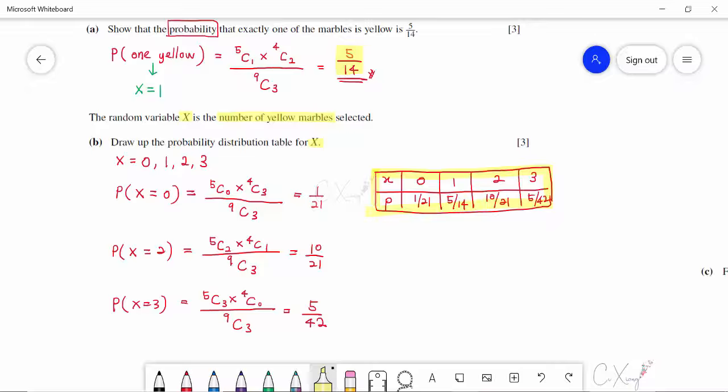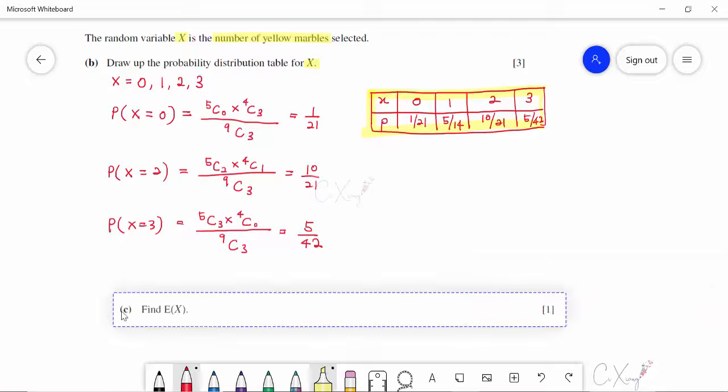To double check your final answer, you can add up all the probabilities together and see whether it equals 1 or not. If it equals 1, that means your answer very likely is correct. But if the sum is not equal to 1, that means your answer is definitely wrong, something is wrong. This is a small step for us to double check our probabilities. So this is what we have for part B.